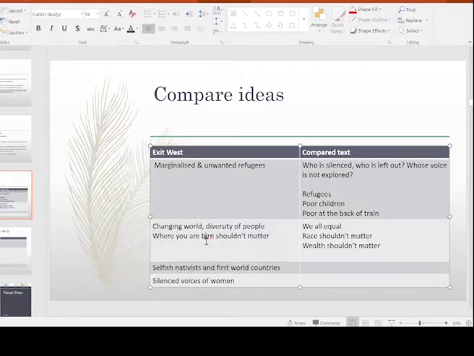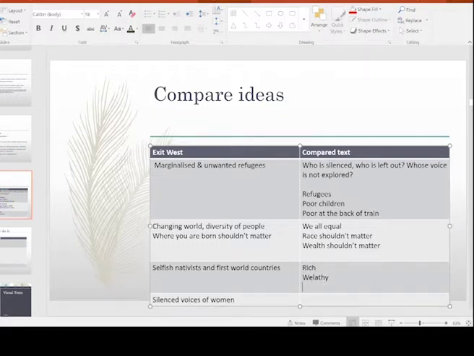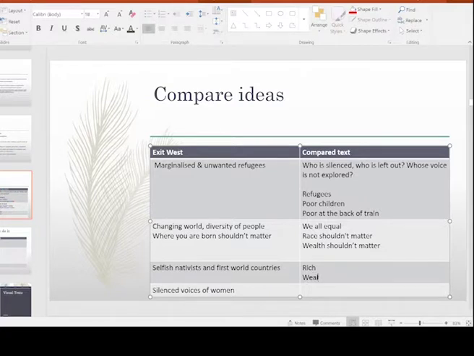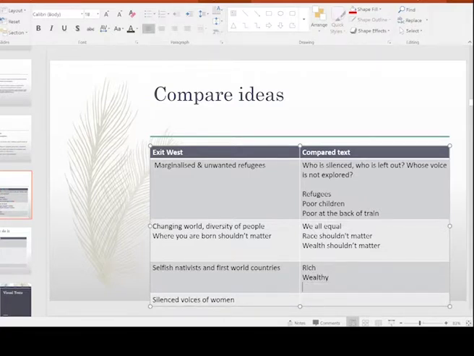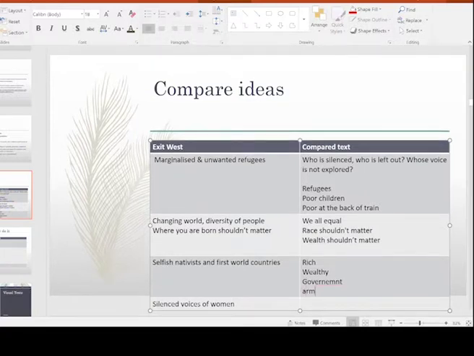Most of the time, all of the texts that you're comparing will have an antagonist. So in Exit West, the antagonist is the selfish nativists and the first world countries that don't want them there and that want them to leave. So in the other texts, who are the antagonists? Again, it's the rich, it's the wealthy, government, yep. Sometimes the government, there's also like the armed forces in some way appear in these texts, like the people who enforce the government's rule.